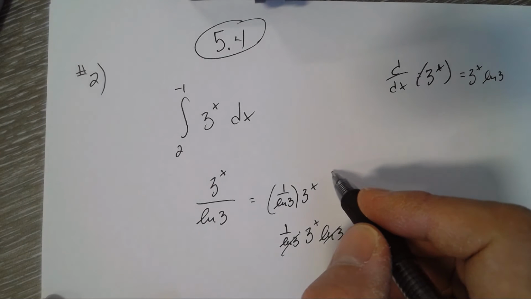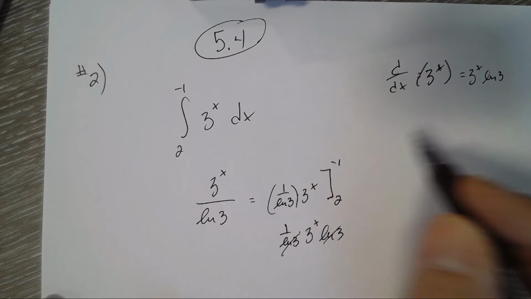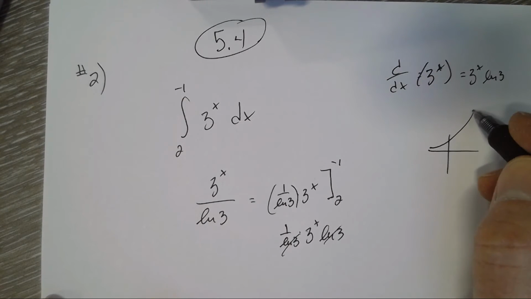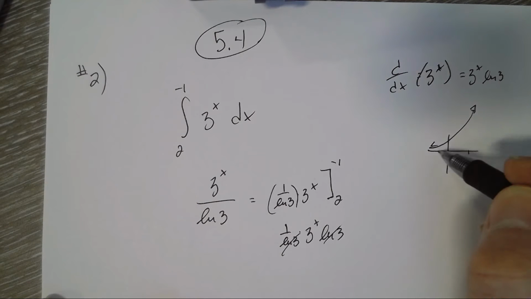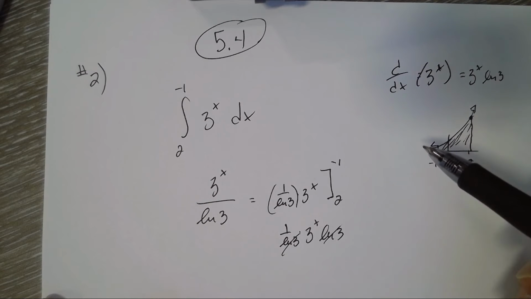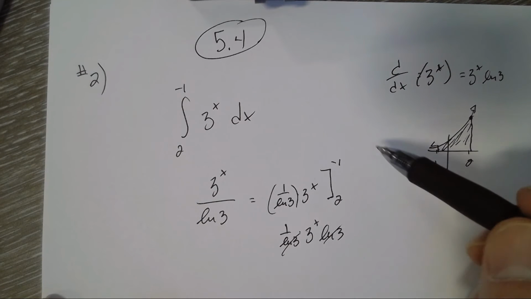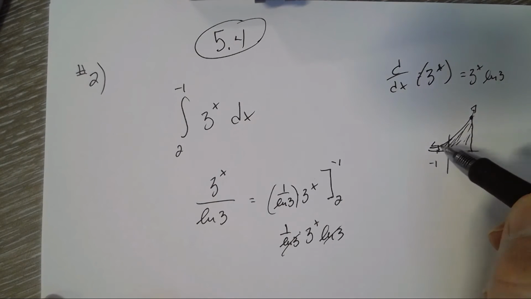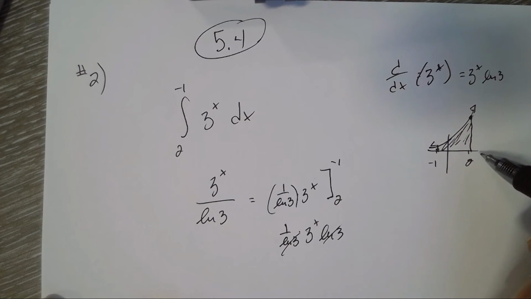And so we're going to evaluate it from 2 to -1, which is a little unusual because we have a smaller number on top. So if this is my 3 to the x right here, we're going from 2 to -1. We're finding the area under the curve. It's above the x-axis, but we're starting at -1. Well, usually we go from a to b. Our a here is 2, so from 2 to -1. So we're going to actually get a negative answer because we're going backwards and accumulating area that is above the x-axis.